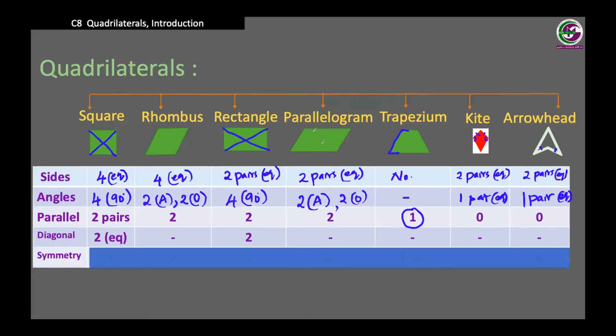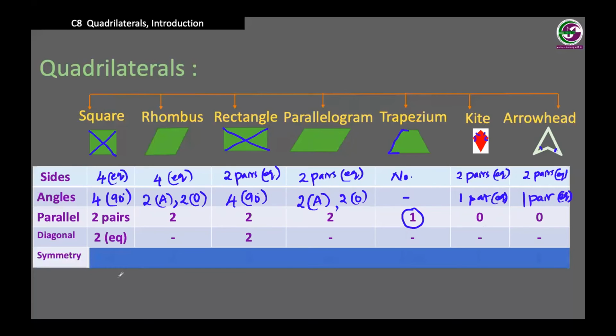Parallelogram, one is long, one is short, so not equal. In a trapezium, we can't say anything about it. In a kite, of course, one is long, one is short, not equal. Arrowhead, there is only one diagonal inside. The other one is outside because it is a concave polygon.